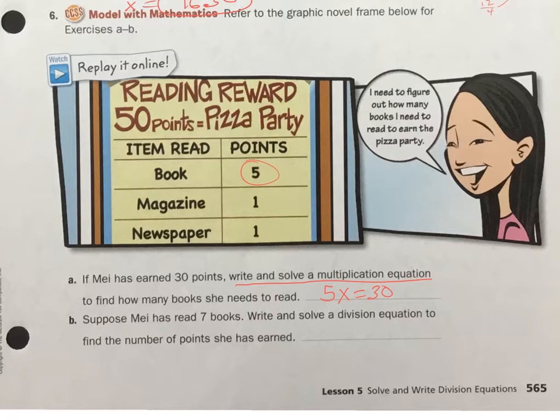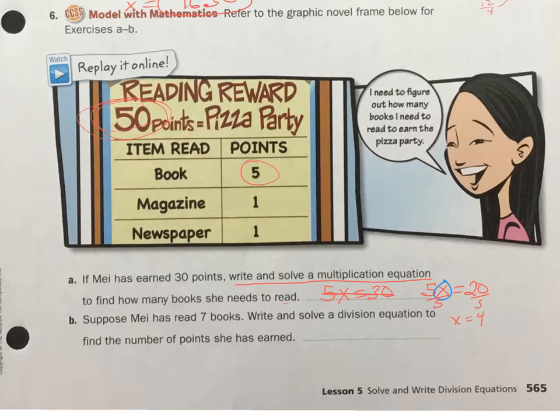Wait a minute, 5x equals... Oh! Mia has earned 30 points. How many books does she need to read to get the pizza party? So she's already got 30 points. She just needs to get 20 more points. So it's 5 times some number of books that will get her this 20 points. Now, I circle this. That'll tell me how many books she has to read. It's x times 5, so it's going to be divided by 5 here, divided by 5 here, gets me x equals 4. So if she reads 4 more books, she'll have a total of 50 points ready for a pizza party. Okay.